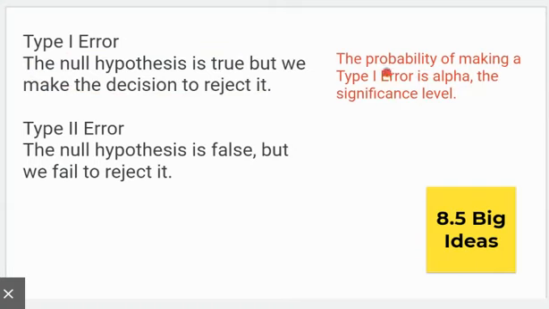So we need to know this. The probability of making a type 1 error is equal to alpha. So knowing the definition of both of these and knowing that the probability of making a type 1 error is equal to alpha are the big ideas for this particular lesson.